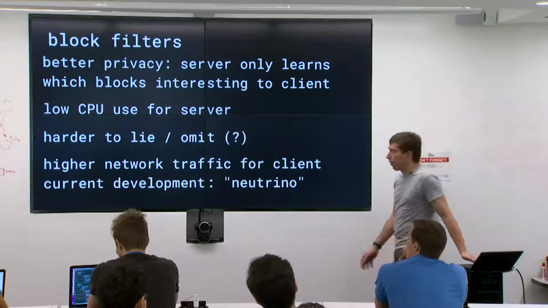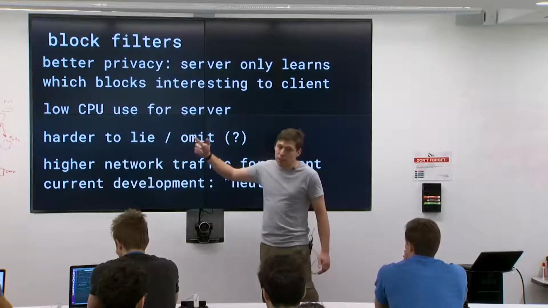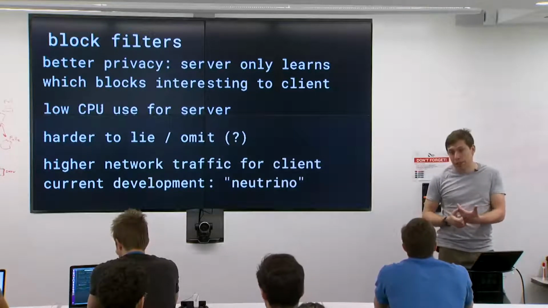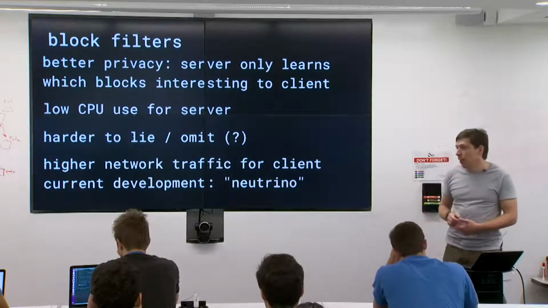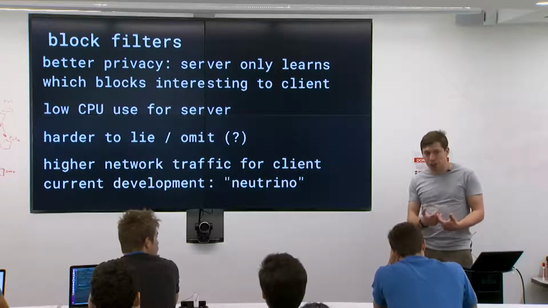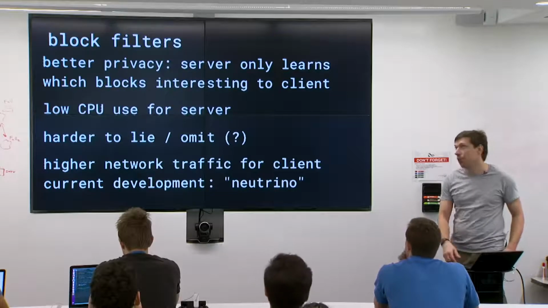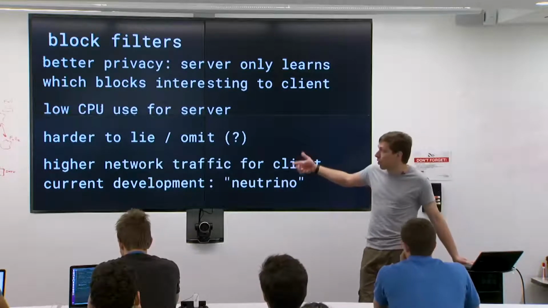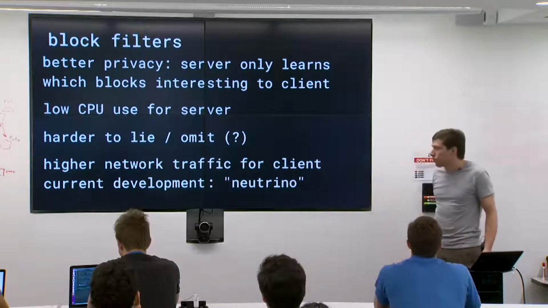Then it becomes essentially impossible for the full nodes to lie or omit anything, because you can say, hey, I've got the headers, give me the Coinbase transaction and a Merkle proof for it. And now I've got the Coinbase transaction, and now give me the filter that matches this committed hash in the Coinbase transaction. They would have to do valid proof of work to lie or omit, whereas now they can just easily omit anything they want.